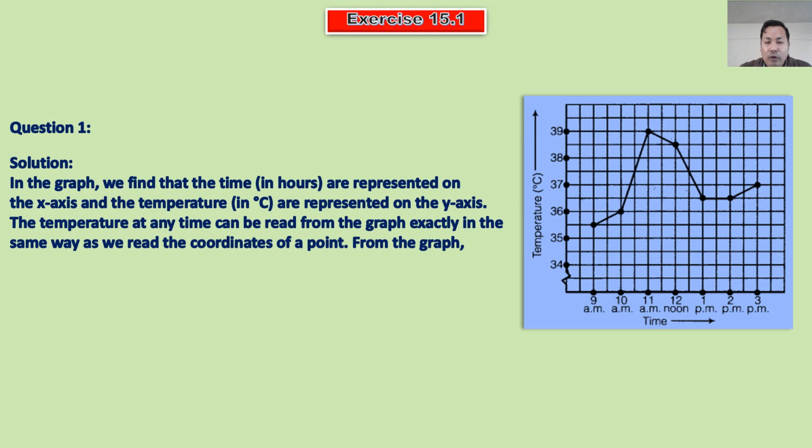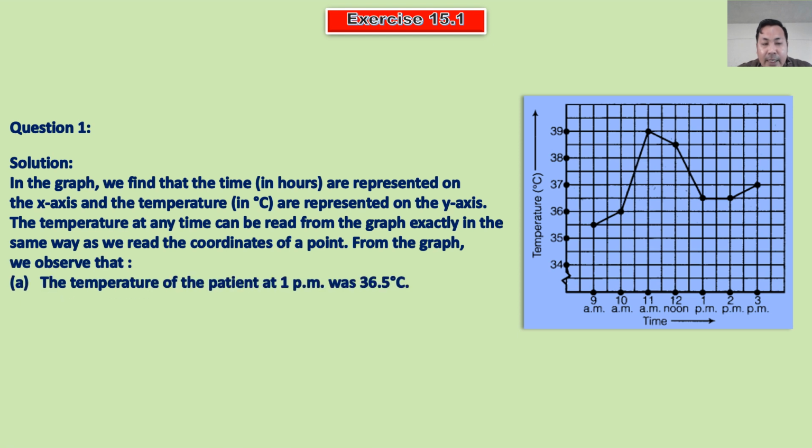So let us go with the solution A. We observe that the temperature of the patient at 1 p.m. was 36.5 degrees Celsius. You can see 1 p.m. is here, isn't it? So you come up here, and these are the coordinates here. Coordinate points are here.